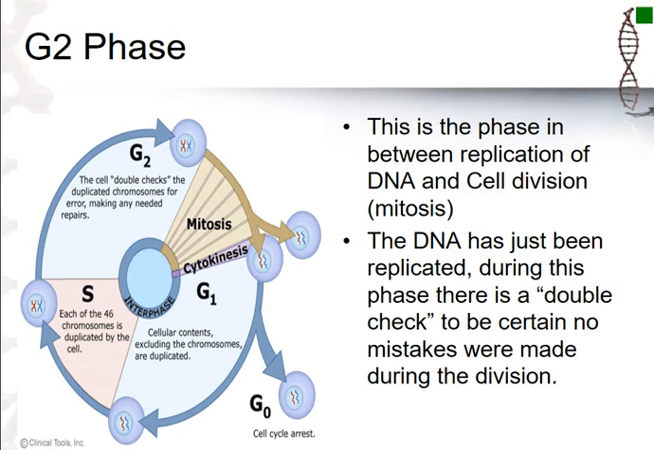G2, this is actually a really important step. I like to think of it as a double, like the discount double check. We make sure that all the base pairs put in are correct. This is a very important stage to make sure no mistakes were made when copying the DNA. And this is how mutations occur.